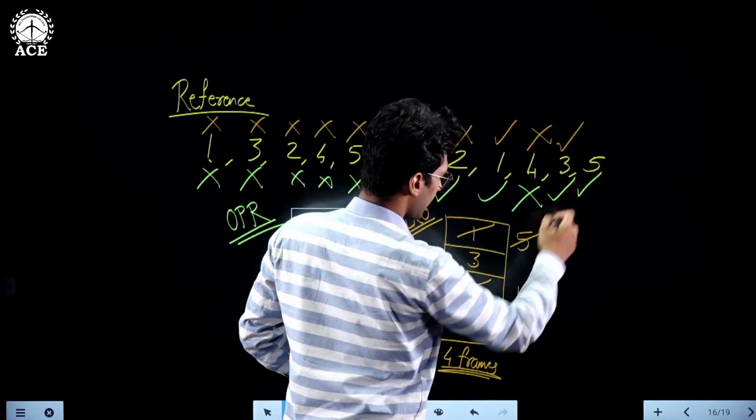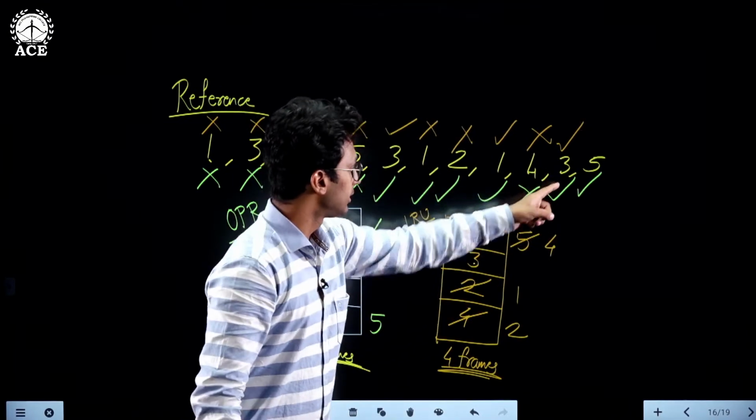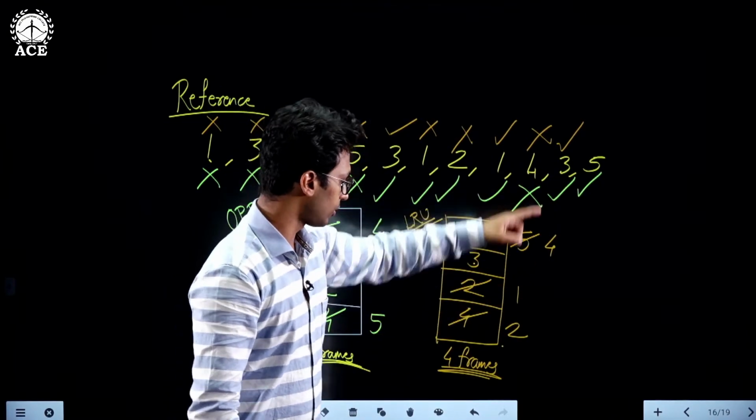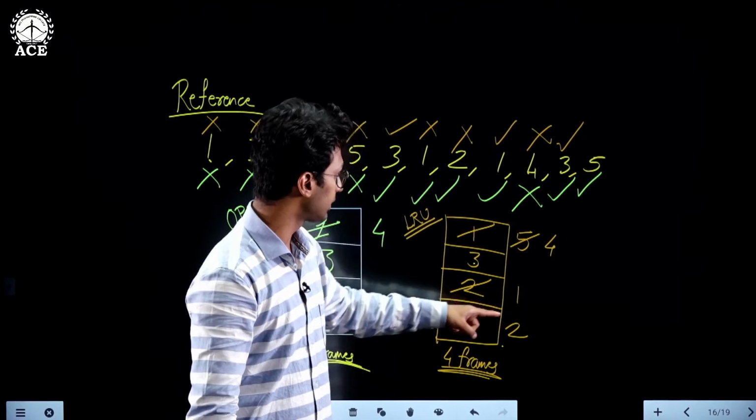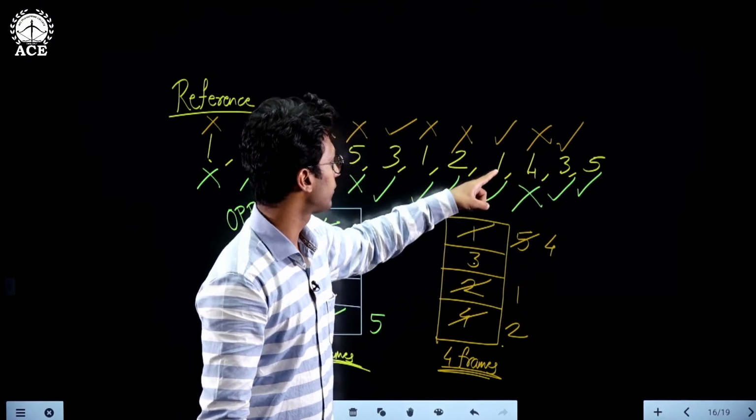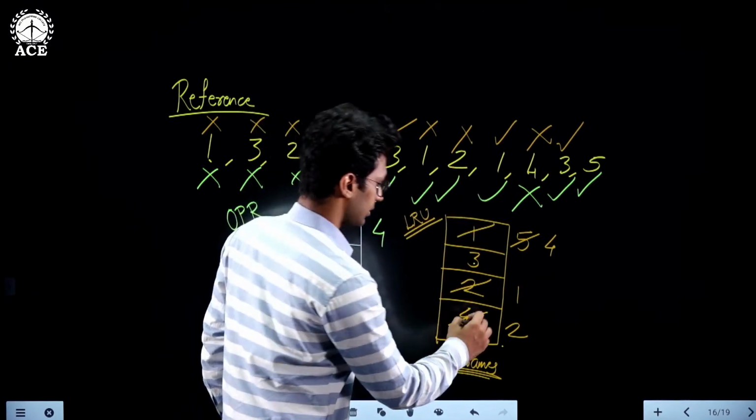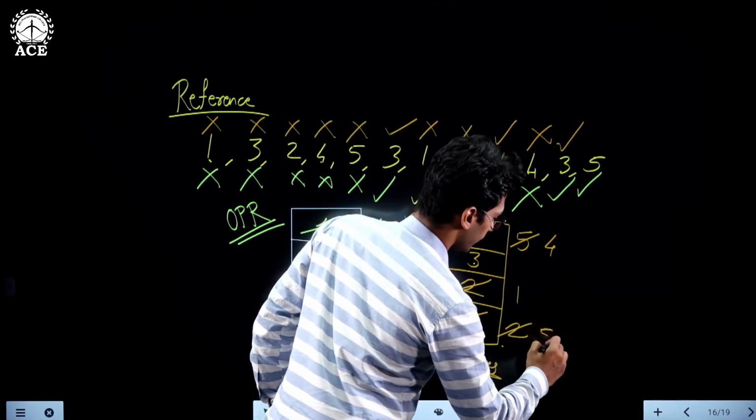So it is hit. 5 is again miss. 4, 3, 1, 2. Among this, which one is least recently used? 4, 3, 1, 2. 3, 4, 1, 2. Okay, 2 is least recently used. Replace 2 with 5. This one is page fault.